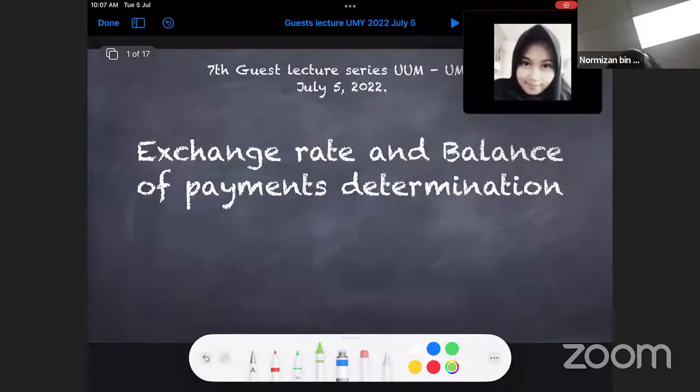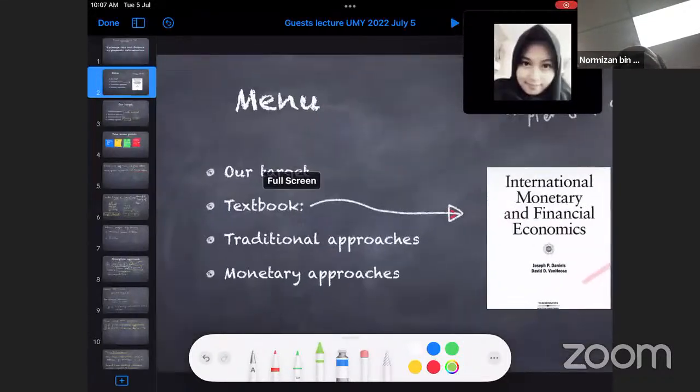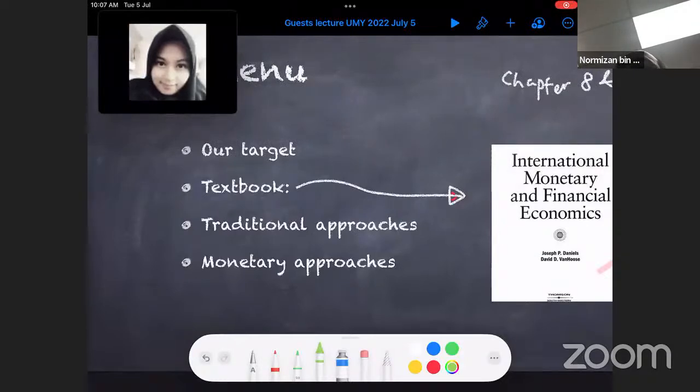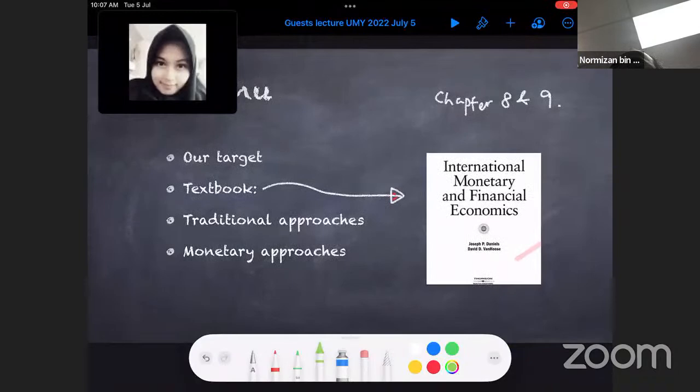Today is a lecture, so I would like to use this blackboard, and I would like to write during the lecture too. I hope you can join me for about an hour discussing exchange rate and balance of payment determination. These are very basic topics that we always see or learn when we take international finance. Our target is simple: we want to know the approaches economists created to see the effects of exchange rate on balance of payment and vice versa, from the balance of payment and trade to the exchange rate too. Today we are going to see the traditional approach and the monetary approach.